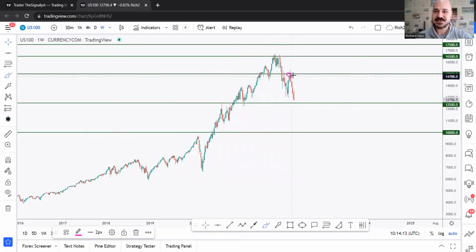We also got a supply zone here, but I will not draw it to make the chart clean. I usually draw it as a zone, but I will not, as we already have the 15K. So we already got a rejection around this area. So that's how clean your chart is. That's how you know where you are in the market just by drawing the round numbers.